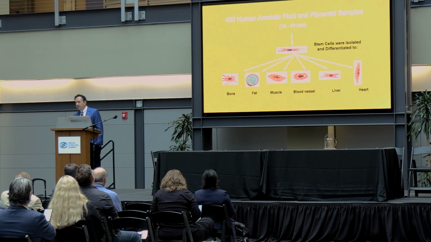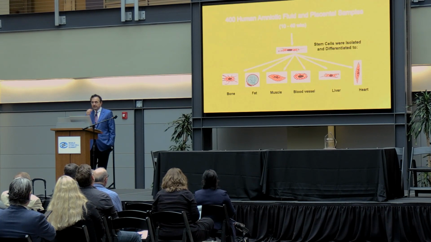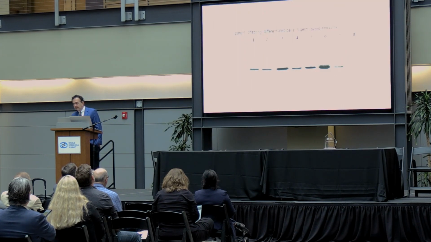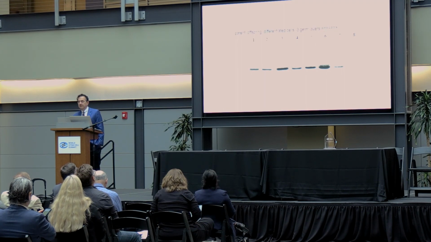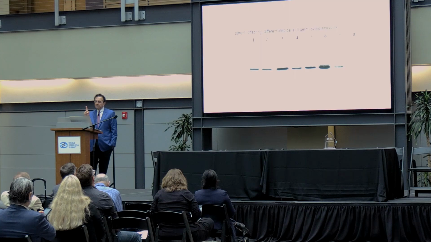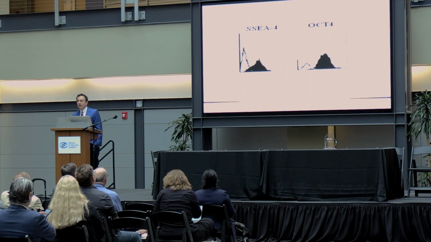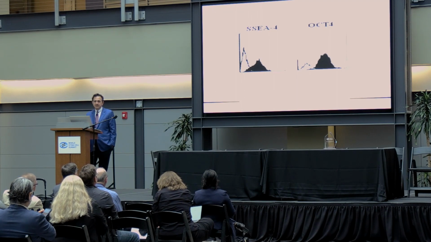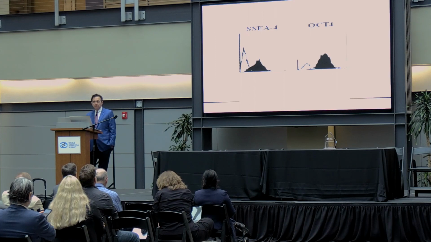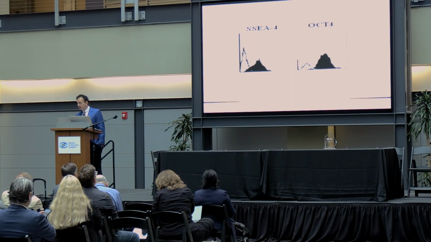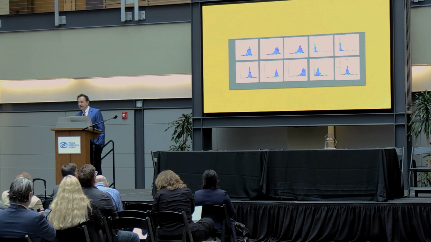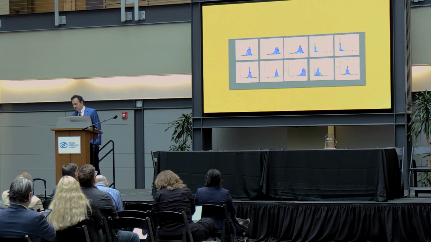And we were able to show that from all of these, we were able to differentiate these into all three lineages: ectoderm, mesoderm, and endoderm. And like human embryonic and iPS cells, the cells were clonal. That is, one cell would give rise to all three germ layers. And these cells had markers consistent with human embryonic stem cells, like OCT4, which is the most powerful embryonic stem cell marker. But interestingly, it also had markers consistent with adult stem cells.